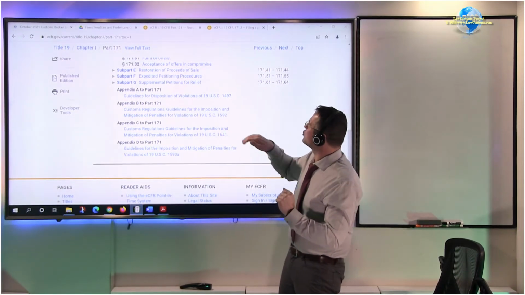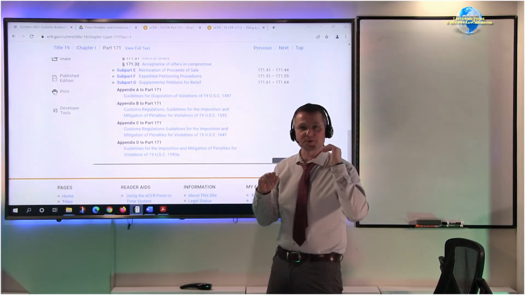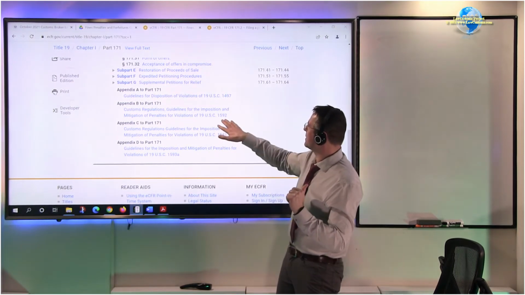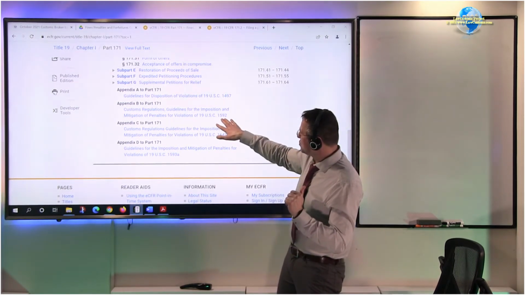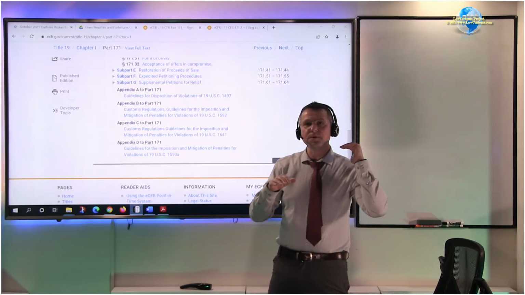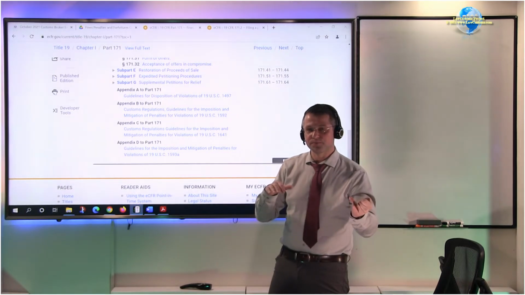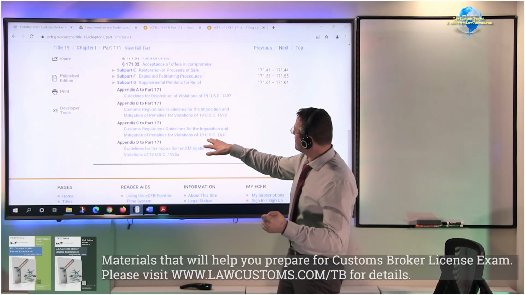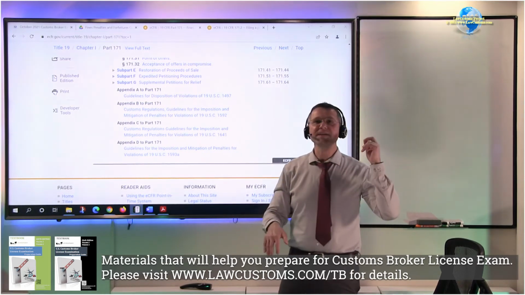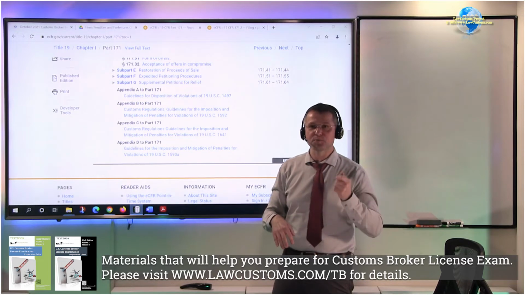So real briefly, 1497 deals with clerical errors and mistakes of fact. Those are the buzzwords: clerical errors, mistakes of fact. 19 U.S.C. 1592 deals with fraud, negligence, and gross negligence. 19 U.S.C. 1641 deals with regulation of licensed customs brokers.